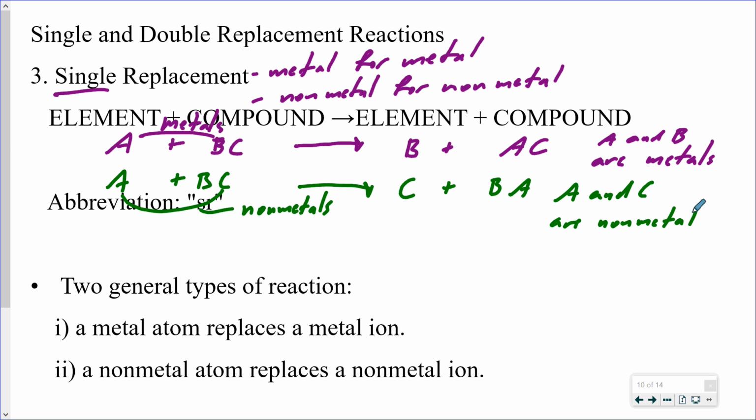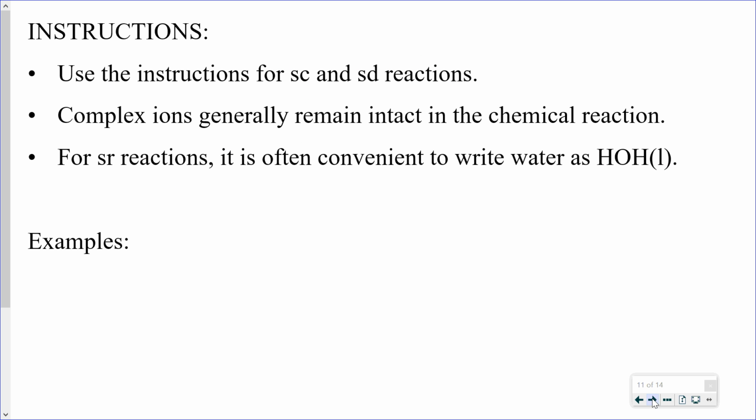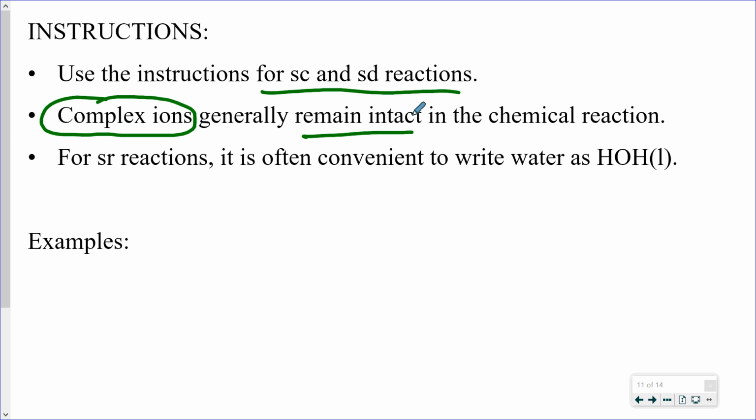So if A is a nonmetal, I can only switch it around with the other nonmetal. So yeah, that's what it says down here. Metal replaces a metal, nonmetal replaces a nonmetal. That's the only possibility, just like we did before for composition and decomposition. Complex or polyatomic ions, we've come across these before with balancing. Keep them together if they appear on either side of the reaction arrow.